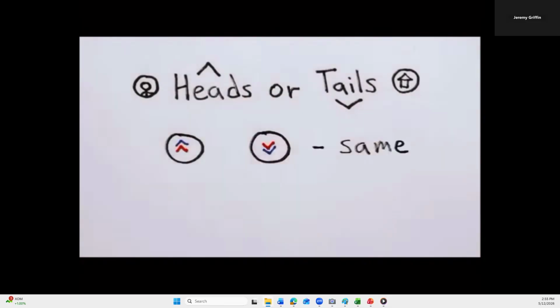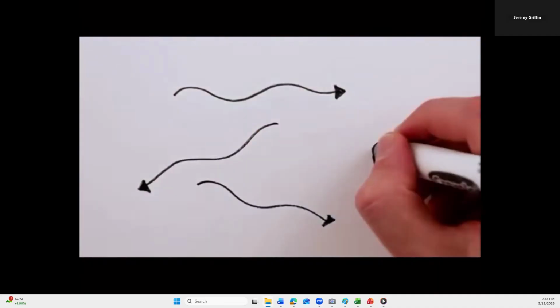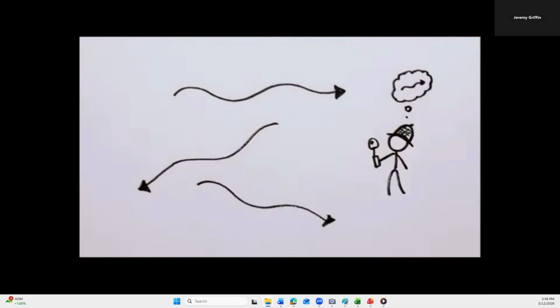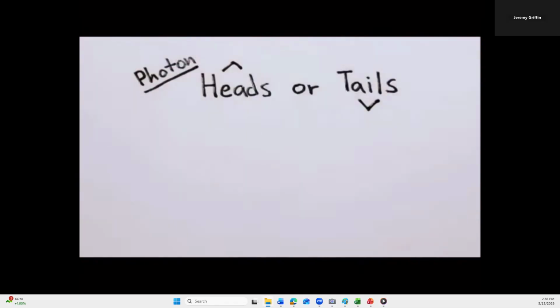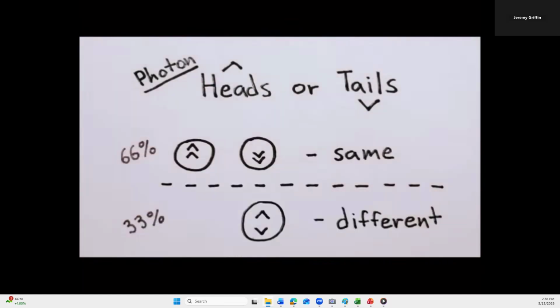Imagine flipping two coins. They can either be in the same state or in different states. But photons aren't like coins. No matter how hard you try, you can't tell one apart from another. So in a photon flipping experiment, that means there's only one way for them to be in different states, but two ways for them to be in the same state. So they're more likely to be in the same state.